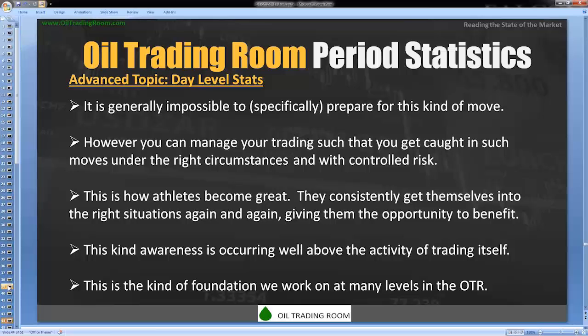It's generally impossible to specifically prepare for this kind of move. However, you can manage your trading such that you get caught in such moves under the right circumstances and with controlled risk. This is how athletes become great. They consistently get themselves into the right situations again and again, giving them the opportunity to benefit. We could talk about batters, for example. This kind of awareness is occurring well above the activity of the trading itself. The batter knows, if he's a good batter, that if he does what he does, every once in a while he's going to knock one out of the park. This kind of foundation we work on at many levels in the oil trading room.